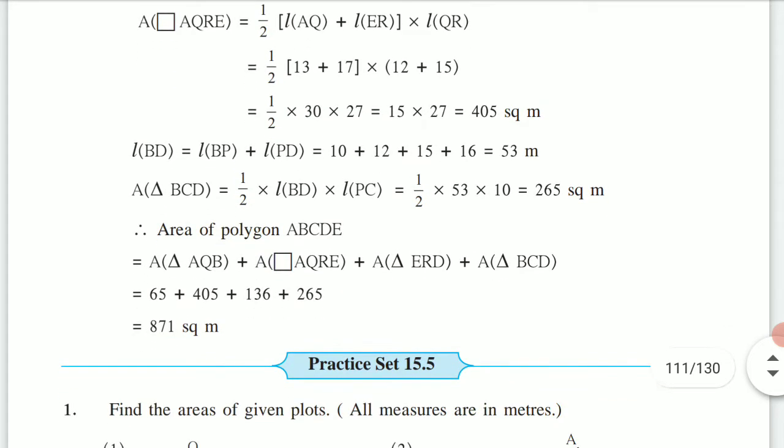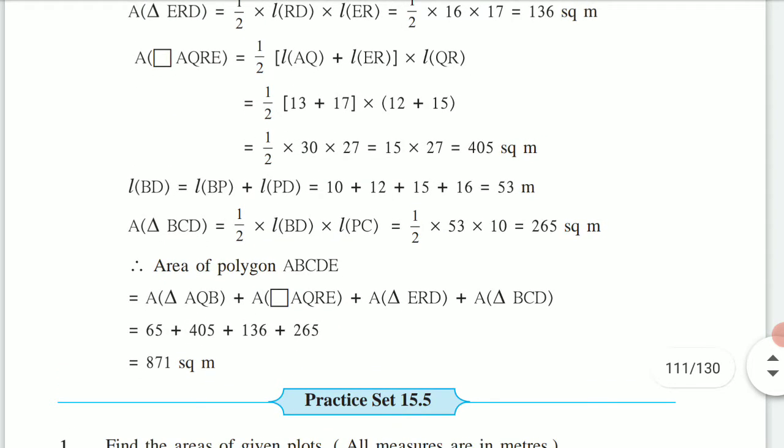Area of trapezium AQRE is equal to 1 upon 2 into length AQ plus length ER into length QR, is equal to 1 upon 2 into 13 plus 17 into 12 plus 15, is equal to 1 upon 2 into 30 into 27, is equal to 15 into 27, is equal to 405 square meter.